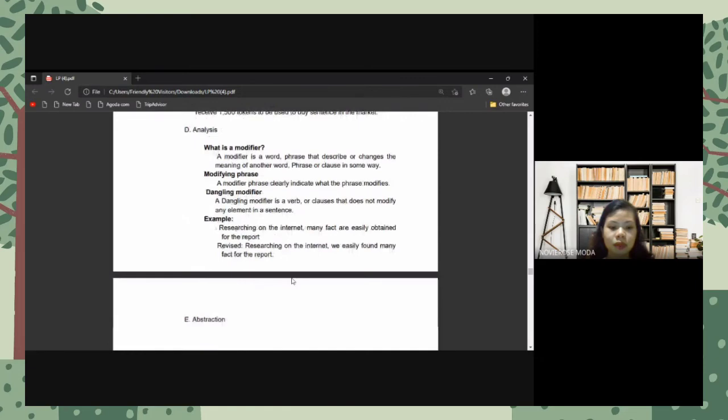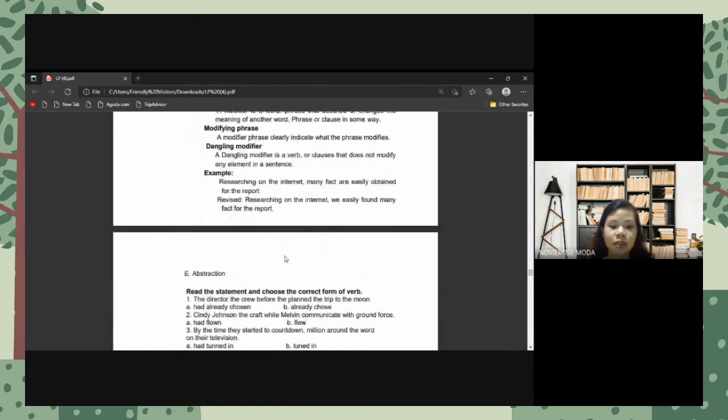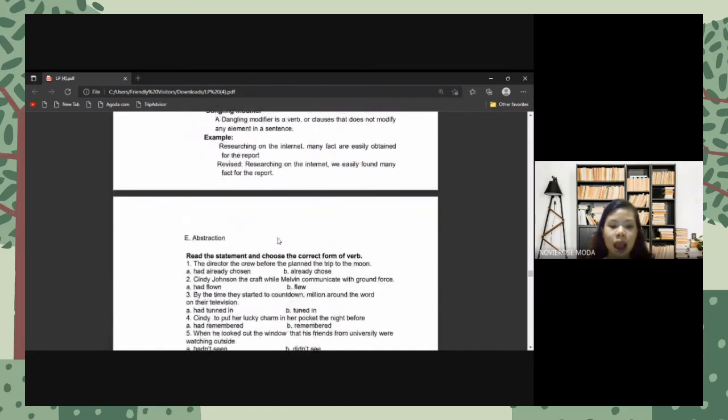Searching on the internet, many facts are easily obtained for the report. So the revision of this sentence: searching on the internet, we easily found many facts for the report.